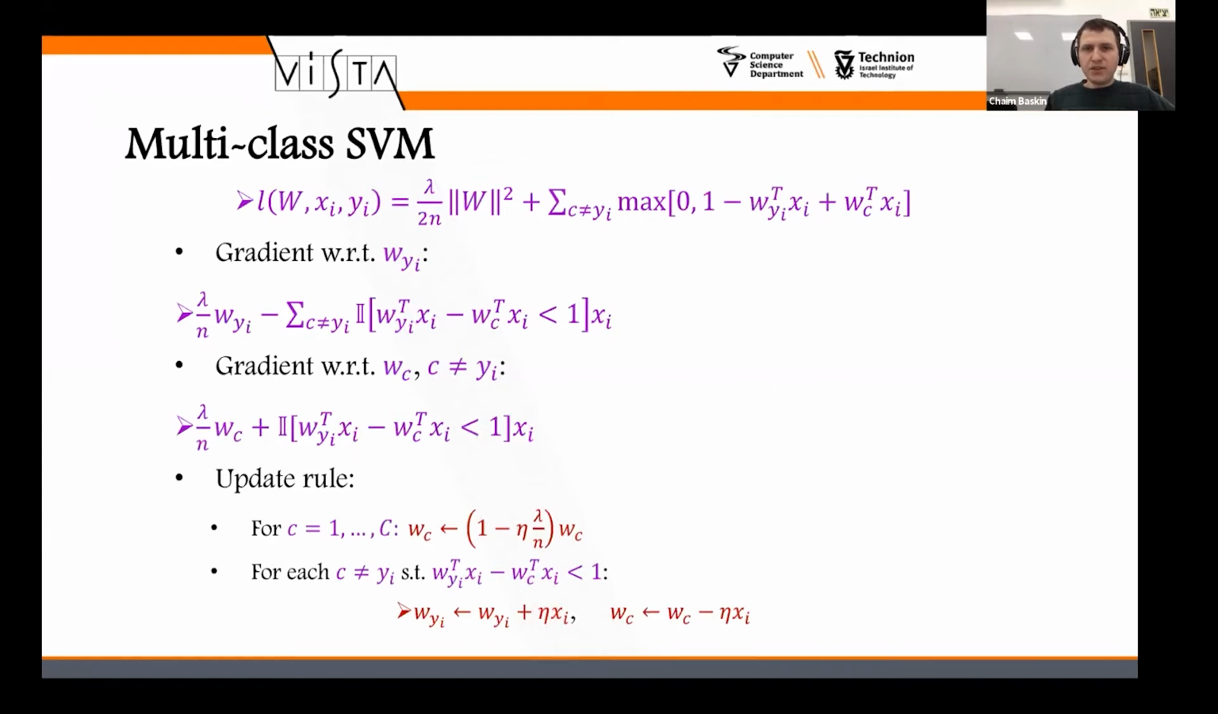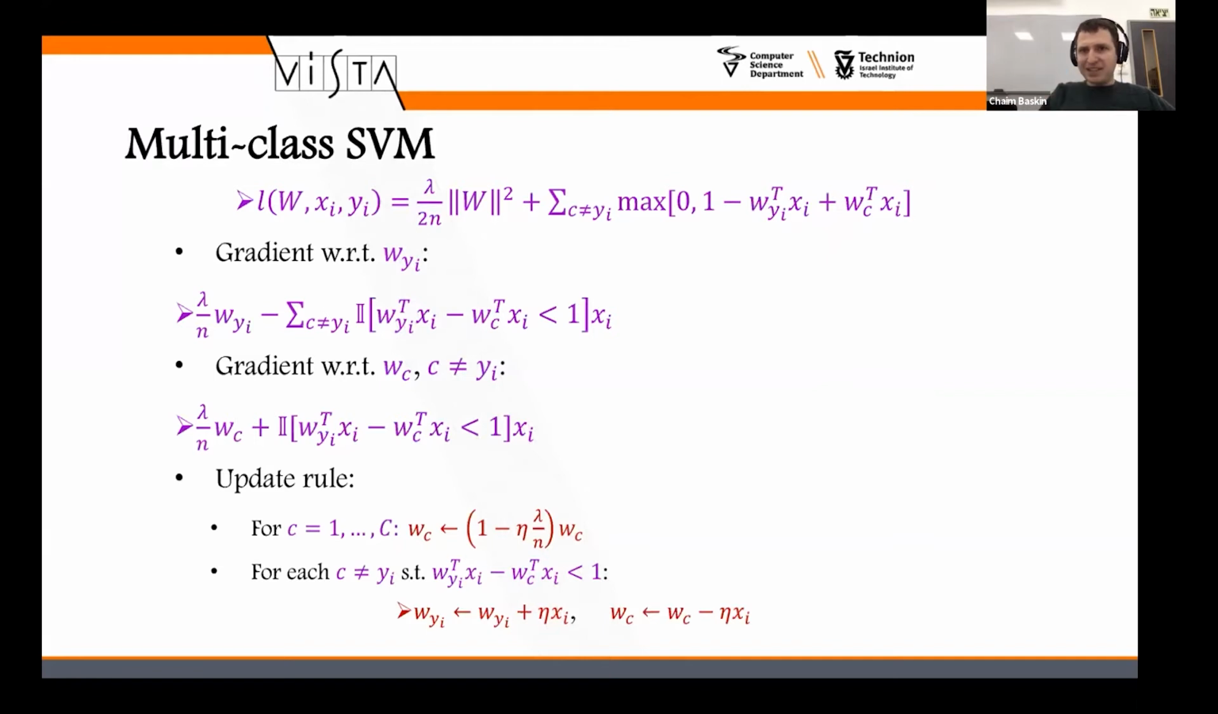Yes, you're right. So the feature of this algorithm is that if it's right, it will enlarge the gap. Okay, but it has other problems again. I have a little bit of problems about SVM.